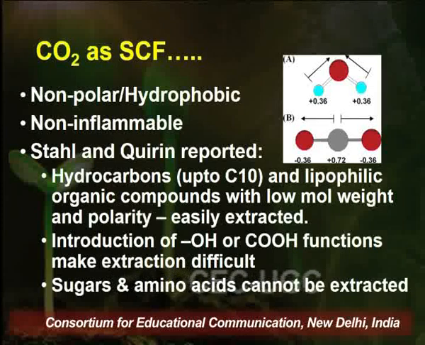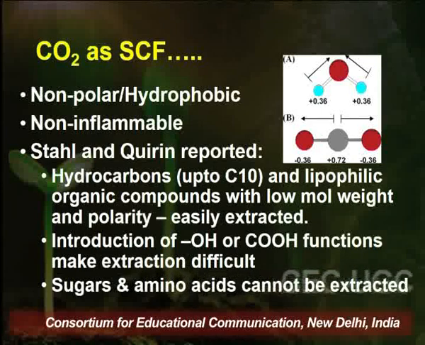Stoll and Quirin studied this molecule with respect to its selectivity and solubilizing power, and they found that hydrocarbons having up to 10 carbon atoms and lipophilic compounds with low molecular weight and polarity can be easily extracted by carbon dioxide. When we add polar groups like hydroxyl or carboxyl groups to different compounds, their solubility in carbon dioxide decreases and their extraction becomes difficult. Highly polar compounds like sugars and amino acids cannot be extracted by carbon dioxide alone.